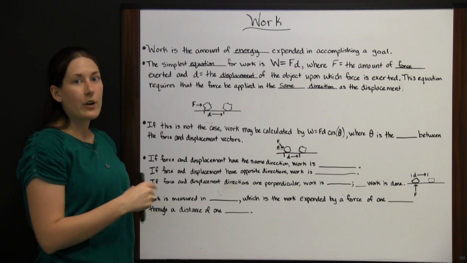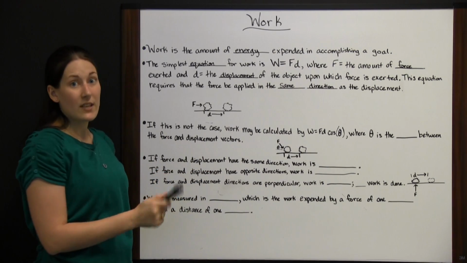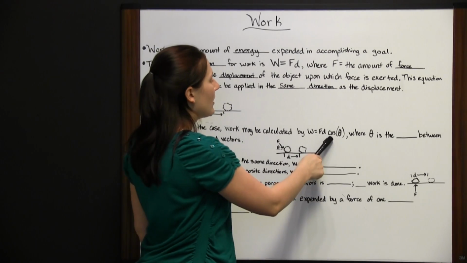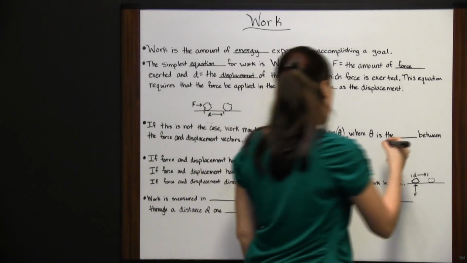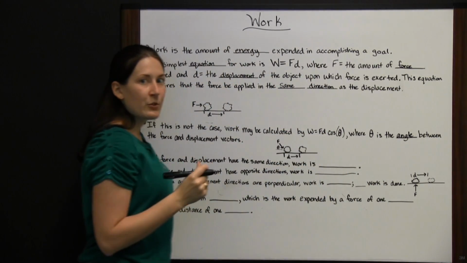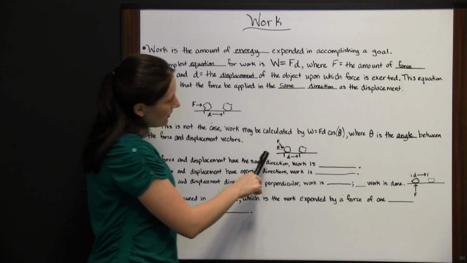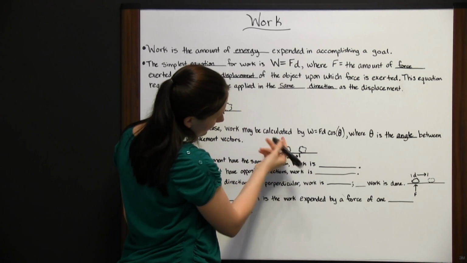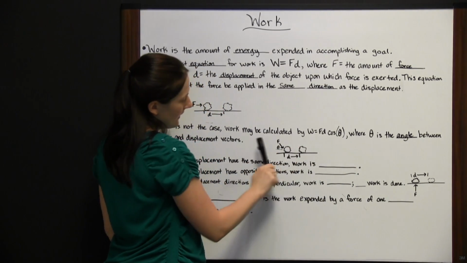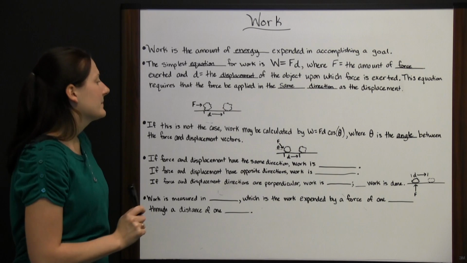Now, if this is not the case, work may be calculated a different way. It can be calculated using the formula W equals FD cosine of theta, which means force exerted times the displacement times the cosine of theta, where theta is the angle between the force and displacement vectors. So, the angle between the direction force was going and the direction the displacement actually went. So, let's look at our boulder again. Let's say we pushed at this angle and the boulder moved forward along the ground. Well, this angle between the displacement vector and the force vector would be theta, and we would plug that into our formula to figure out the actual work done.